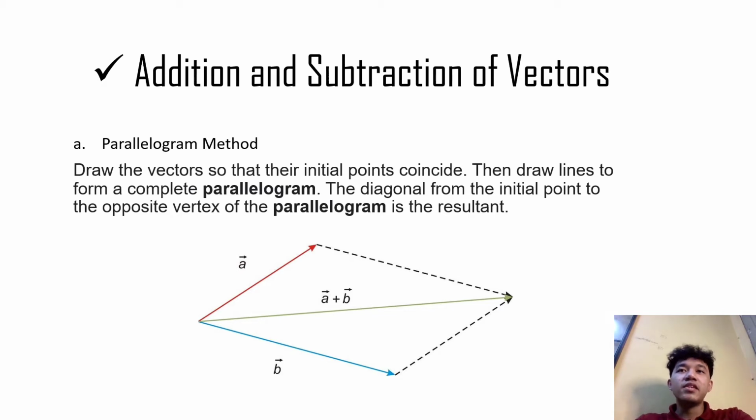Addition and subtraction of vector. Parallelogram method. Draw the vectors so that their initial points coincide. Then draw lines to form a complete parallelogram. The diagonal from the initial point to the opposite vertex of the parallelogram is the resultant.